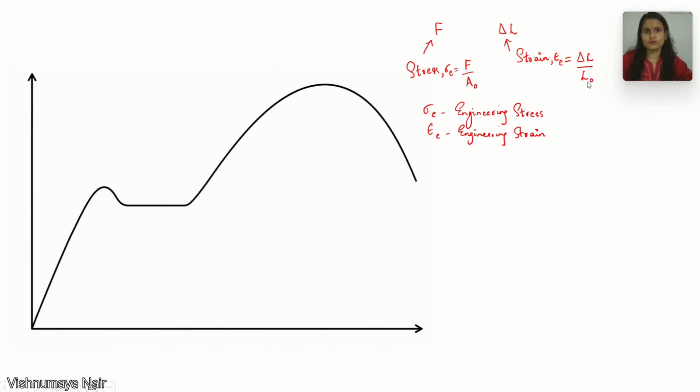What if we use instantaneous area and instantaneous length for calculating the stress and strain values? Then we will get the true stress and true strain values. So true stress and true strain can be calculated using the instantaneous cross-sectional area and instantaneous length. We will go through the true stress and true strain in the upcoming videos. In this video, let us focus on the engineering stress strain diagram.